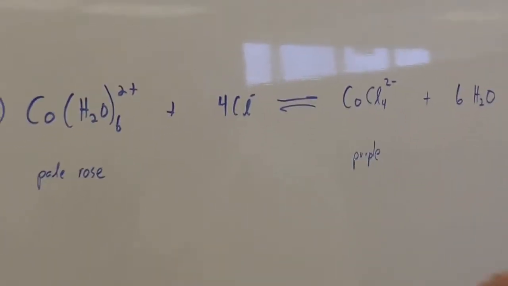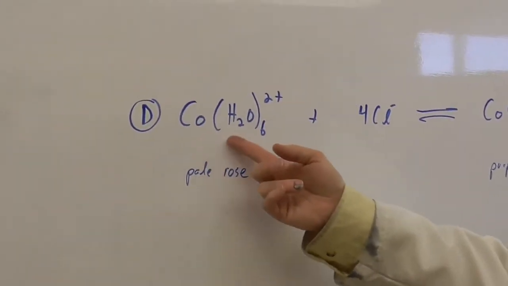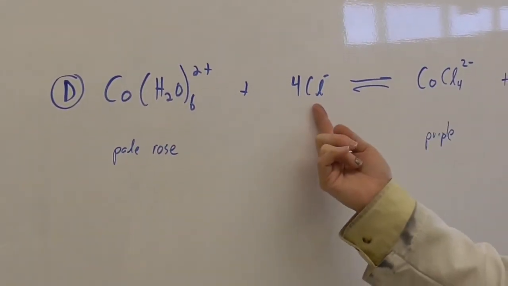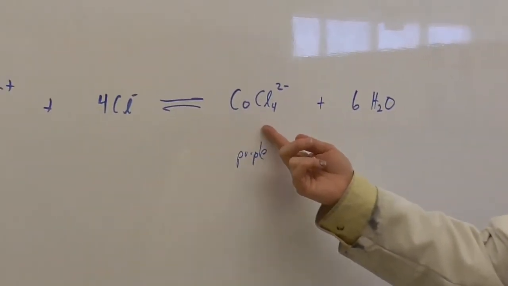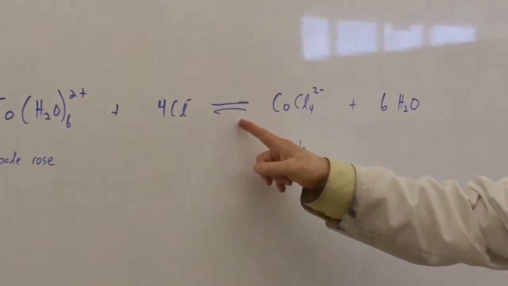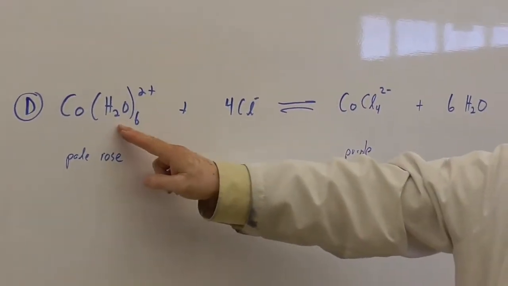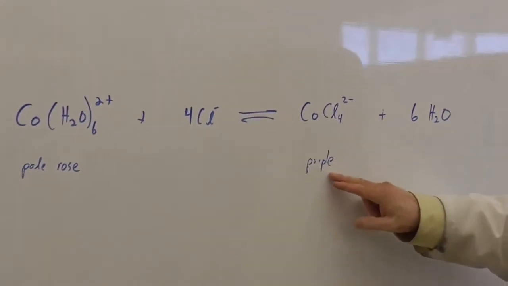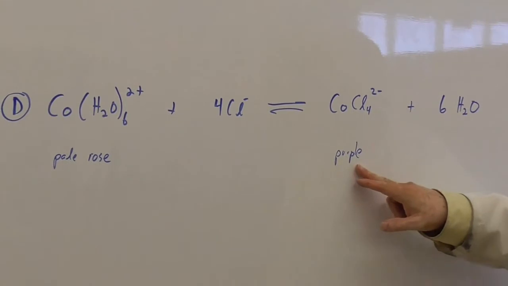For this part, we're looking at a cobalt complex, cobalt in solution with 6 water, so this would be cobalt hexahydrate in solution, plus chloride. The chloride kicks out the water, so now I've got cobalt with 4 chlorides surrounding it, this new complex, and the water's got kicked out. This is, again, an equilibrium, so they both can be present at the same time in the solution. The one with the hydrate, with the water, is a pale rose color. The one with the chlorides is a more purplish color. Not a dark purple, but it is more purplish, which you'll see.